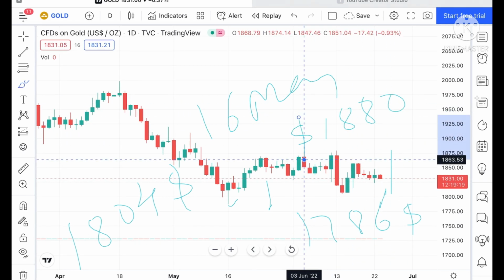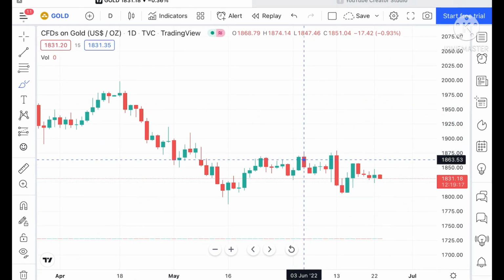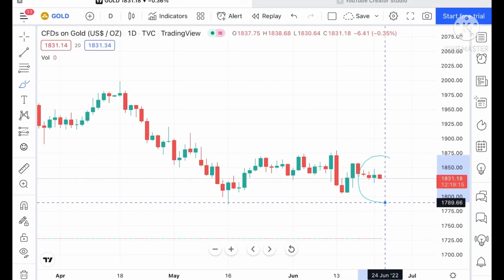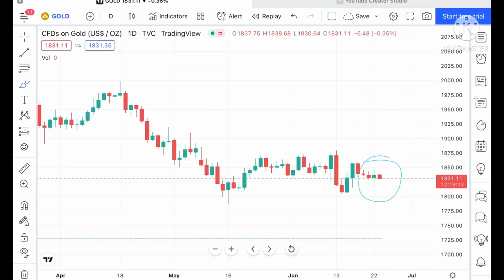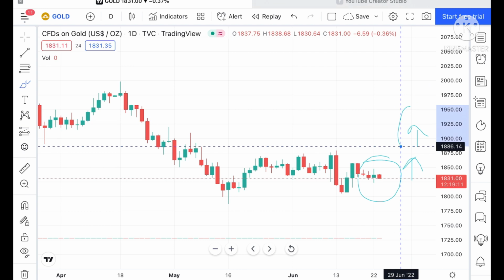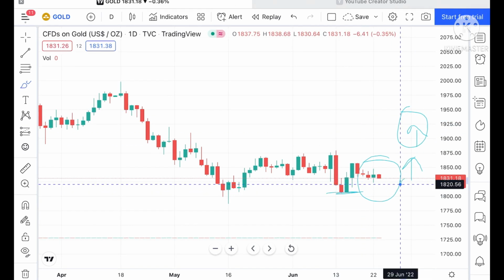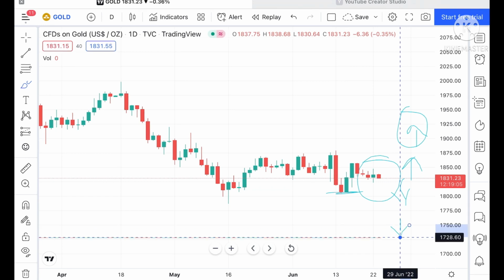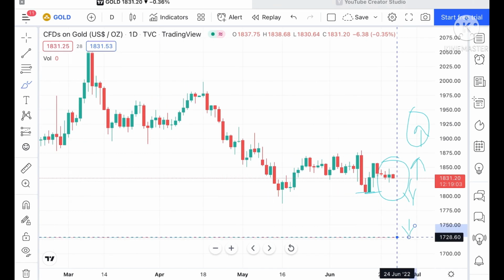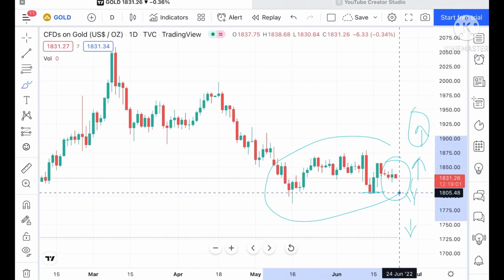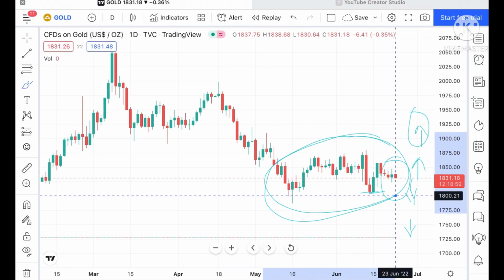So consider this point: if this particular range sustains, a probability of going further high will be there, or if this low breaks downside, we can see a probability of going further down will be there. So this is for this particular month.